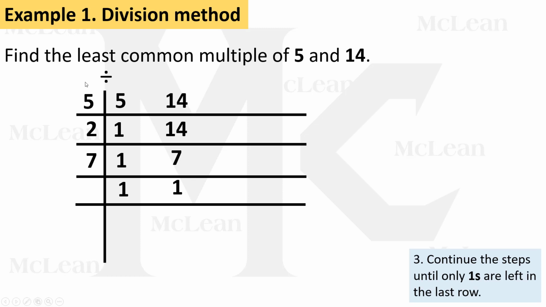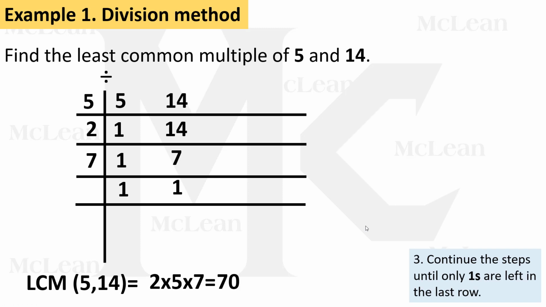What do we do next? We're using these numbers over here in the column and multiplying them with each other. So the LCM of 5 and 14 will be 2 times 5, or 5 times 2, then multiplied by 7. So in this case, we say 2 times 5 multiplied by 7. 2 fives are 10, and 7 tens would be what? Yeah, got it, 70. So the LCM of 5 and 14 is 70. Now you decide if you prefer this method or the list method. All right, let's do a few more examples of the division method.